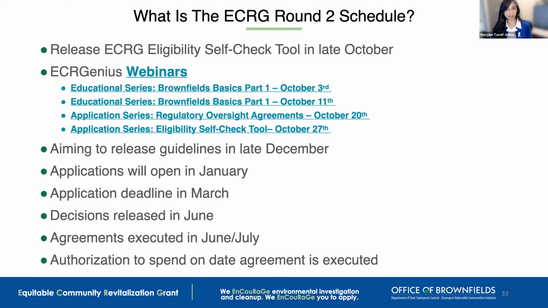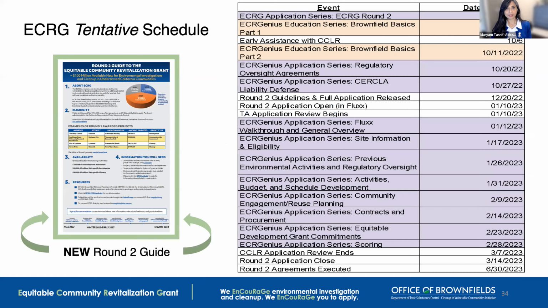The applications will open up in January. The deadline will be in March. We'll probably have our decisions released in June and use that period to get into agreements. When the agreements are executed, that is the date that expenditures are allowable and when we'll start reimbursing. Next slide, please.